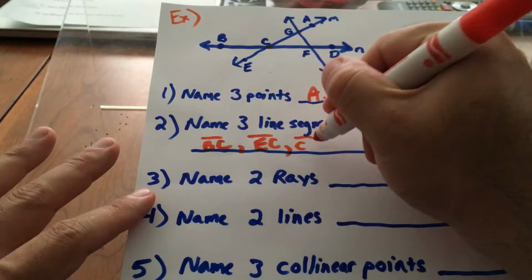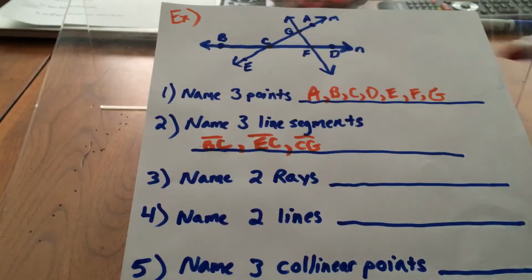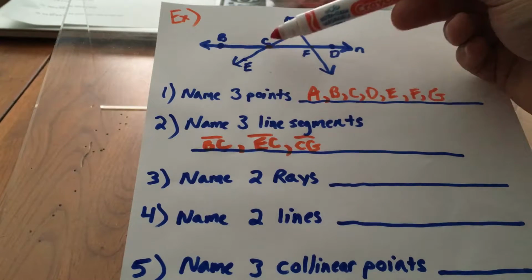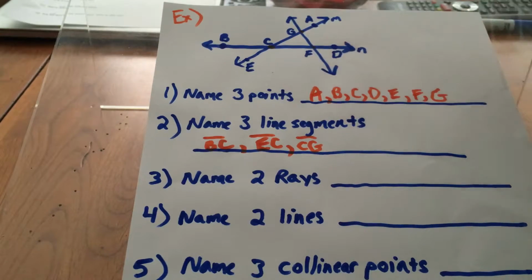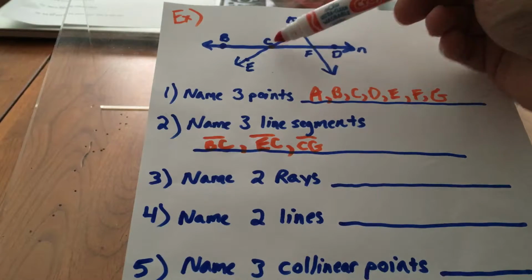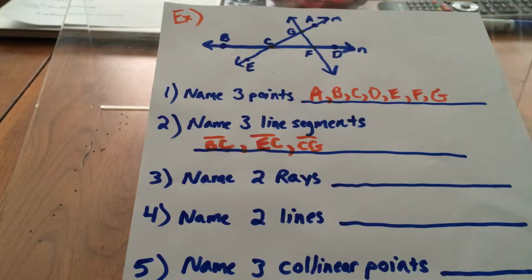There are so many different segments on here that it would be impossible for me to list it on these papers. But notice you have BC that could be a segment, you have CF that could be a segment, FD could be a segment, GF, CG, CD, BD, they're infinite. So any place that ends on 2 points can create a segment. Okay. Number 3 is very similar as well.